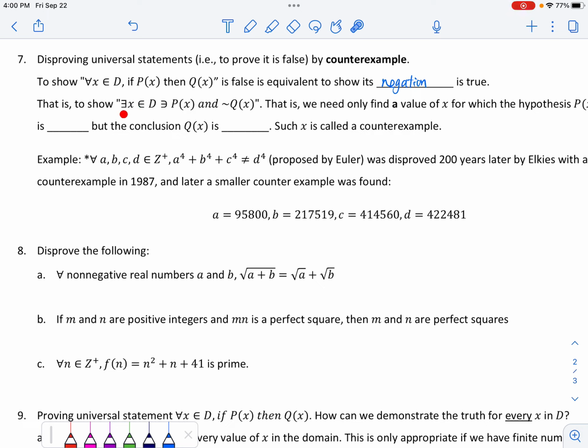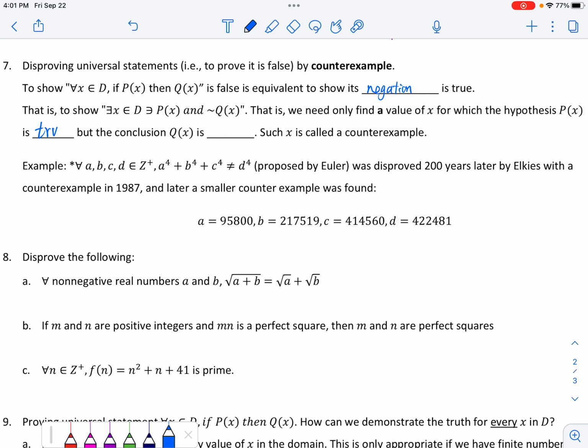But anyway, how do we show this is true? That means we are going to find x, just one x, so that p of x is true, but q of x is false, because there's a negation there. So we want to show p of x is true, but q of x is false. And this specific particular value, we call it a counterexample. A counterexample is enough to show that a universal statement is false.